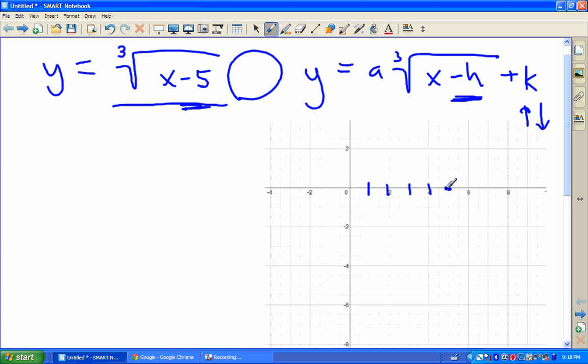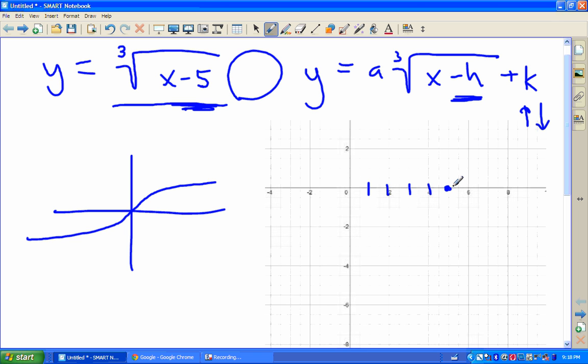So right here is going to be what I call the vertex of this, or the place where it crosses the x-axis. Okay, y equals cube root of x would cross right in the middle and be something like this. But this one's going to be shifted over 5. That's what this tells us. This moves it over 5, so it goes right there.